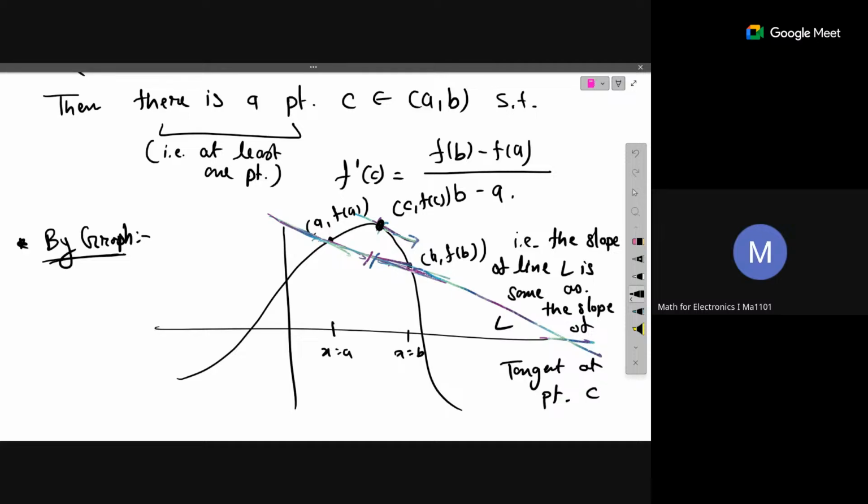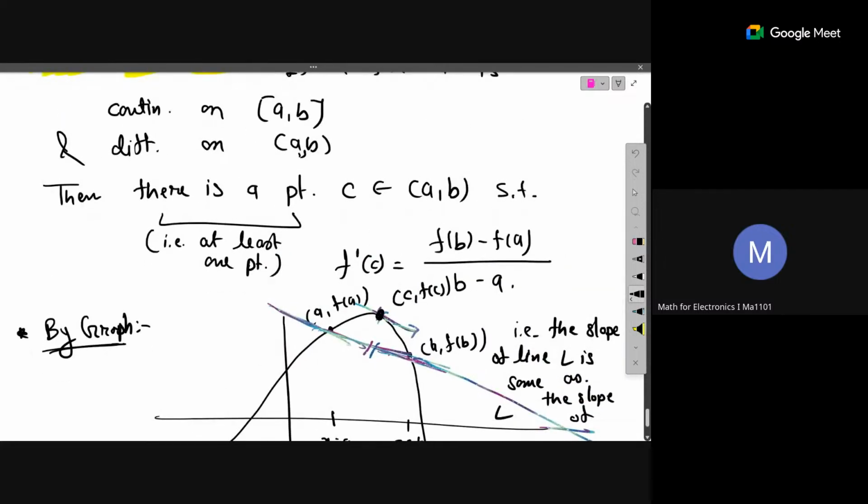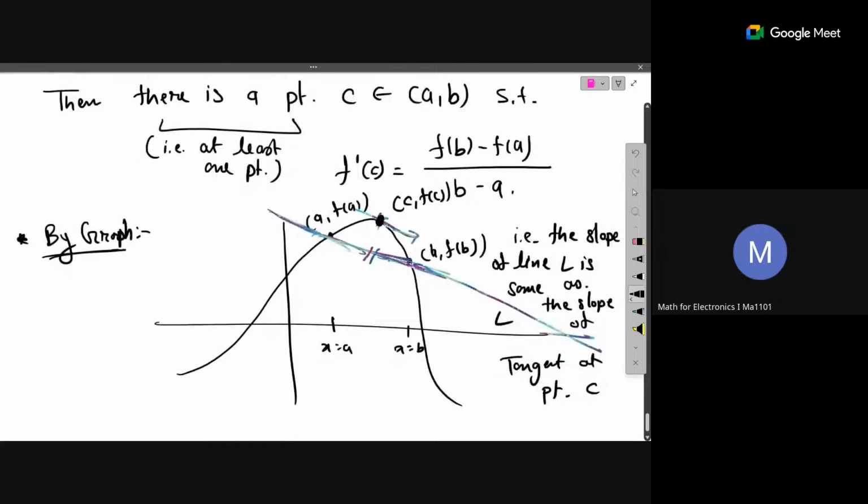Okay, so this is the graphical meaning of the mean value theorem. The mean value theorem says that if you have a continuous, differentiable function over some interval, then you will get one point where, if you draw a tangent, that tangent will be parallel to the secant line. A secant line means a line which is passing through these two points, (a, f(a)) and (b, f(b)). That's the graphical meaning of the mean value theorem.